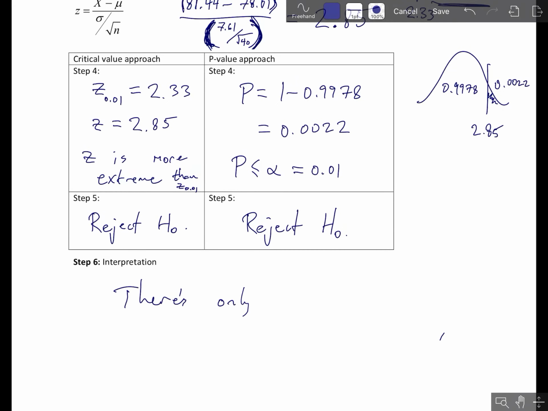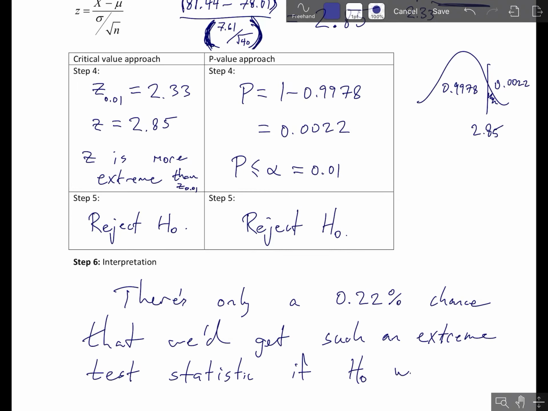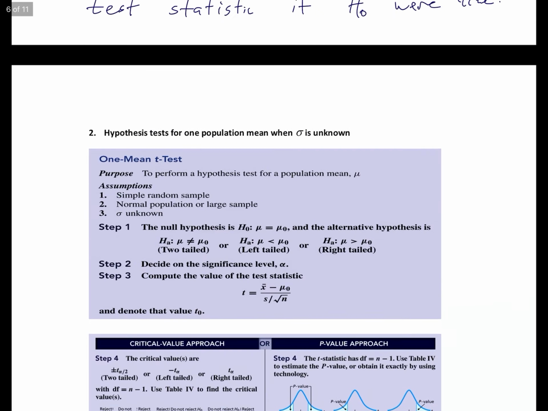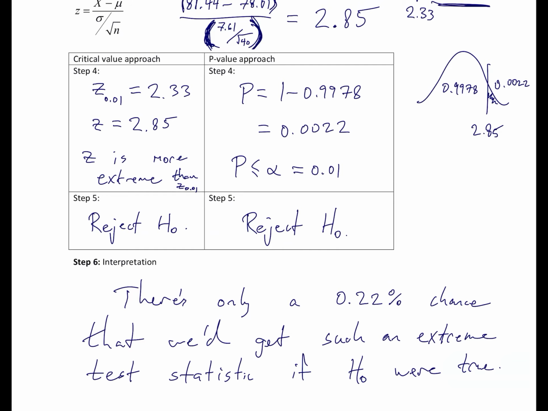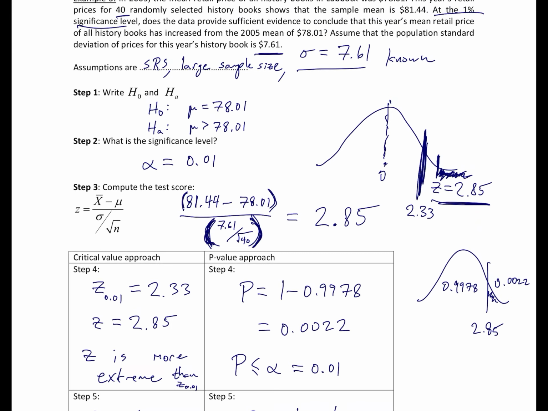So if you want to interpret these values, what I would say is that there's only a 0.22% chance that we'd get such an extreme test statistic if H naught were true. So we reject H naught.